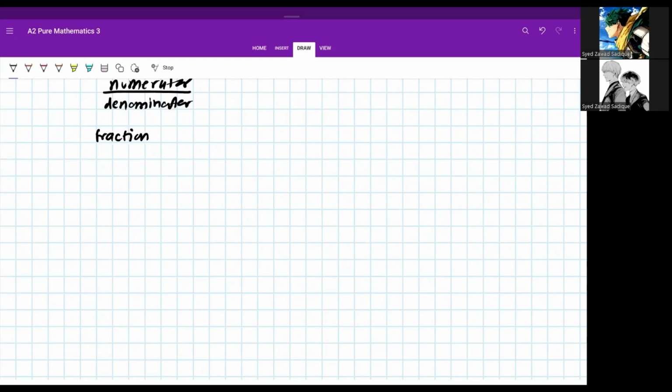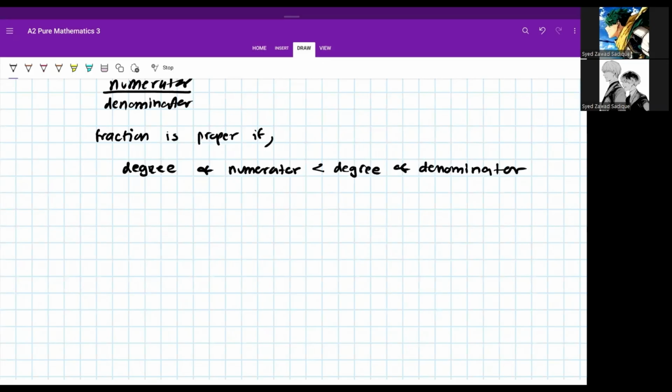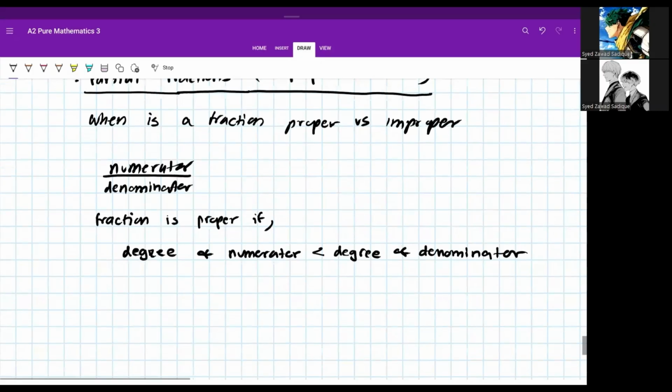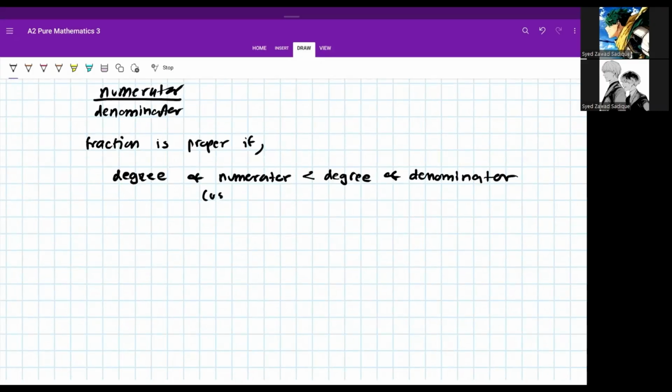A fraction is proper if the degree of the numerator is less than the degree of the denominator. Then we can use the formulas above.